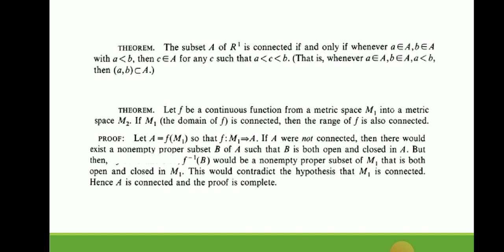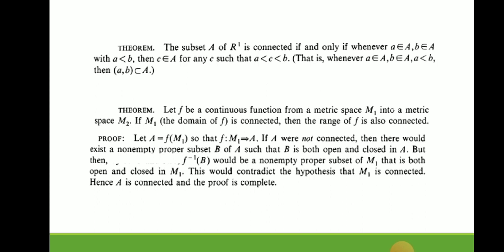Suppose A is not connected. This is a proof by contradiction. Then there exists a non-empty proper subset B of A such that B is both open and closed in A. We have already seen that if a set is connected, then the only set both open and closed is A itself. But here we assume A is not connected, so there exists a proper subset B of A such that B is both open and closed in A.